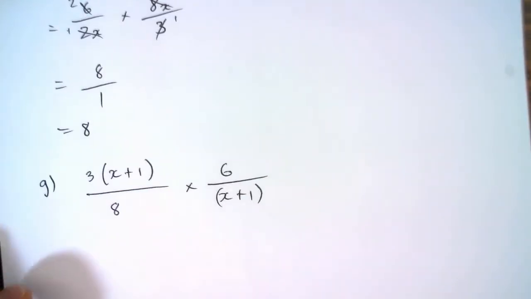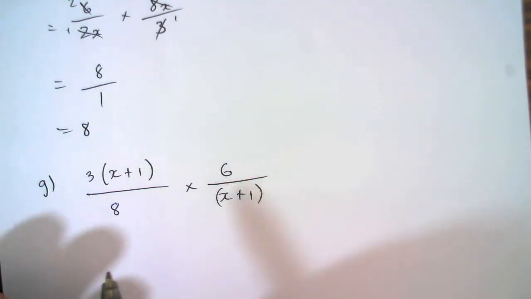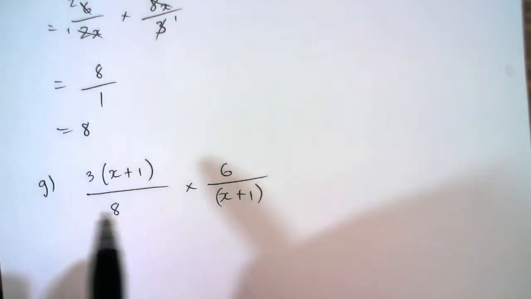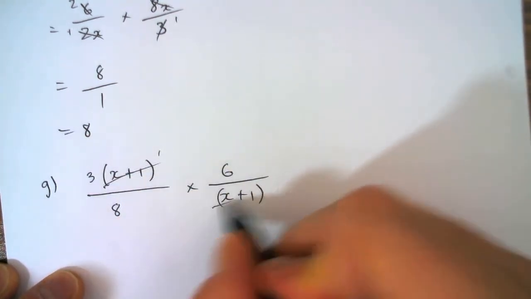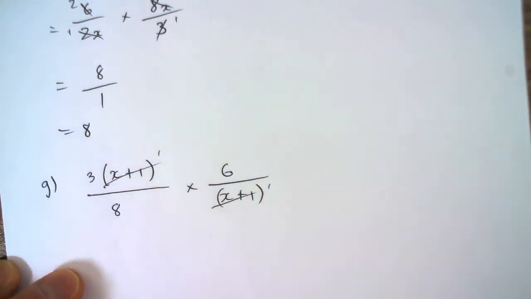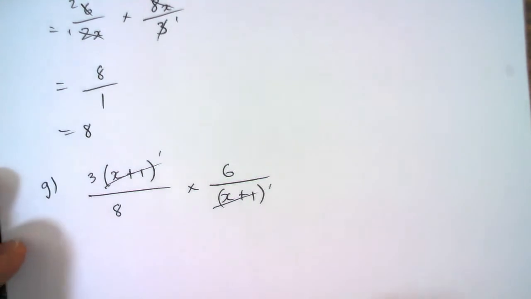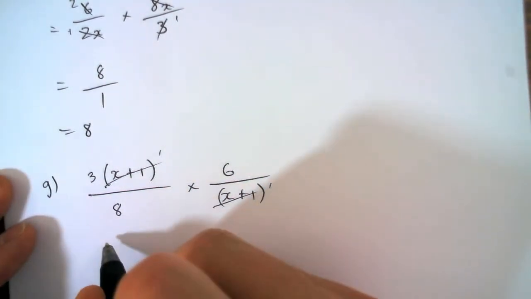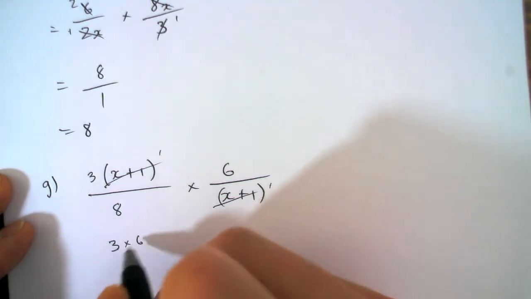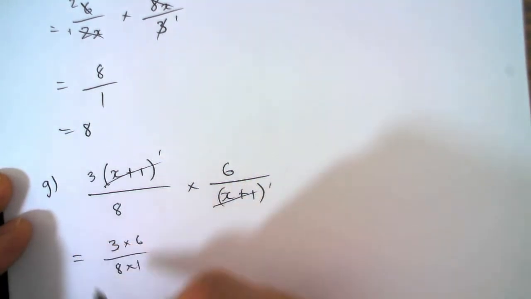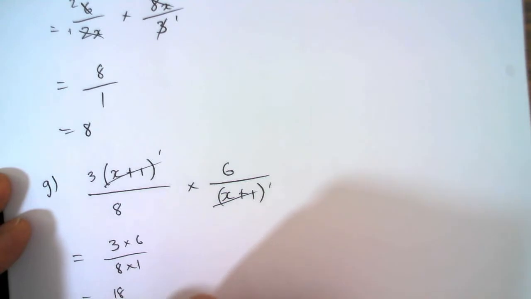Here we have a slightly more complex expression, and we see that there are factors of x plus 1 in this numerator and in this denominator. We can divide both of those factors out, leaving us with 3 times 6 and 8 times 1, which is 18 over 8, or 9 over 4.